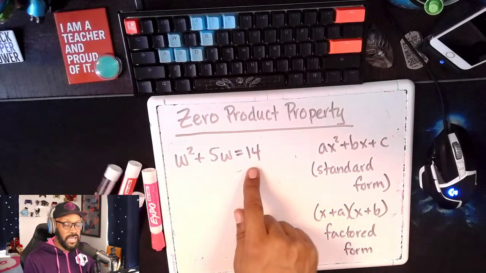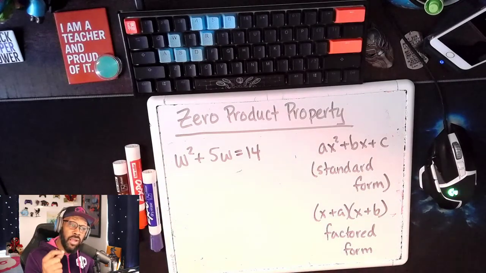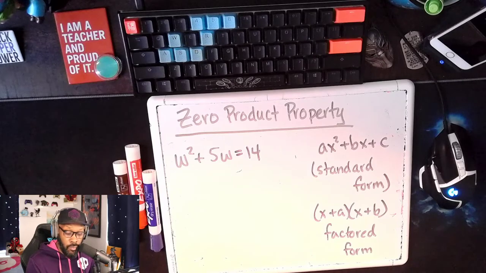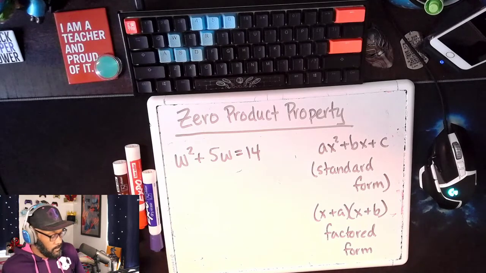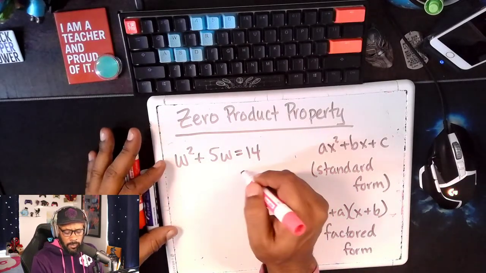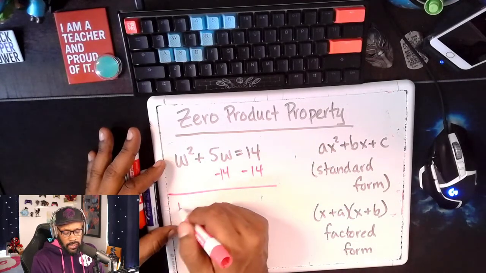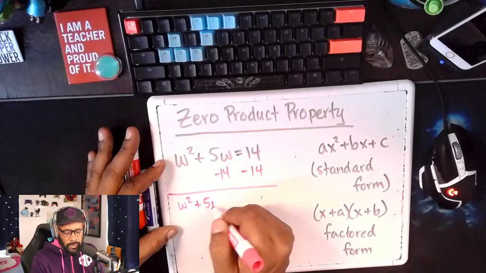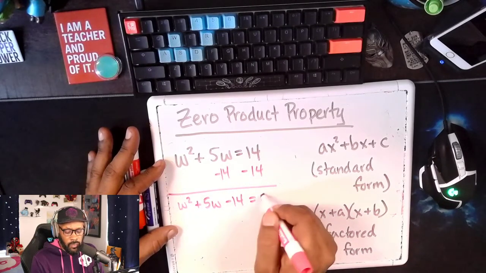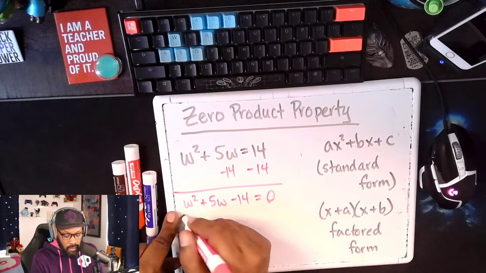Now, this is set equal to 14, but we don't want it set equal to 14. This thing is called zero product property. So we have to make this equal to 0. And how would I do that? I think some friends have already figured it out. Move that 14 over there. So if I move this 14 over here, boom, I get w squared plus 5w minus 14 equals 0. And look at that. This we can factor. Let's go.